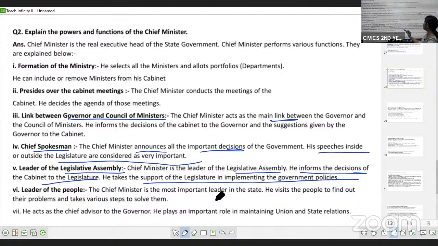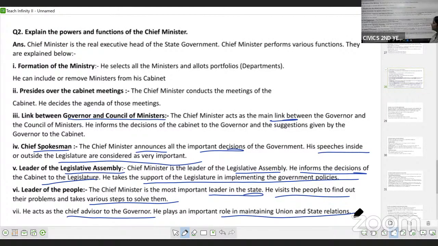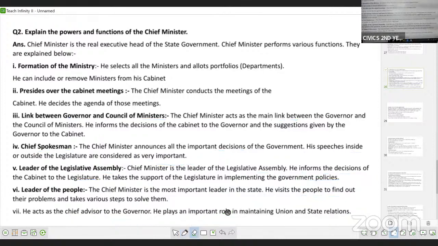And he is the leader of the people. Chief minister is the most important leader in the state. He visits the people to find their problems and take steps to resolve them. He is the chief advisor to the governor. He advises the governor and he plays an important role in maintaining union-state relations. Here, same answer if you are learning and making minor changes in it, the answer of Prime Minister will be ready for you. For example, just see, in place of Chief Minister, it is Prime Minister.